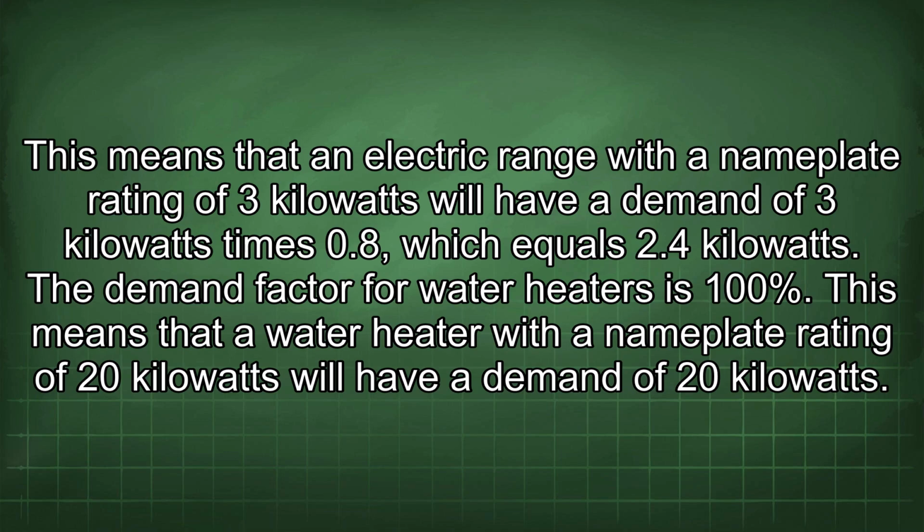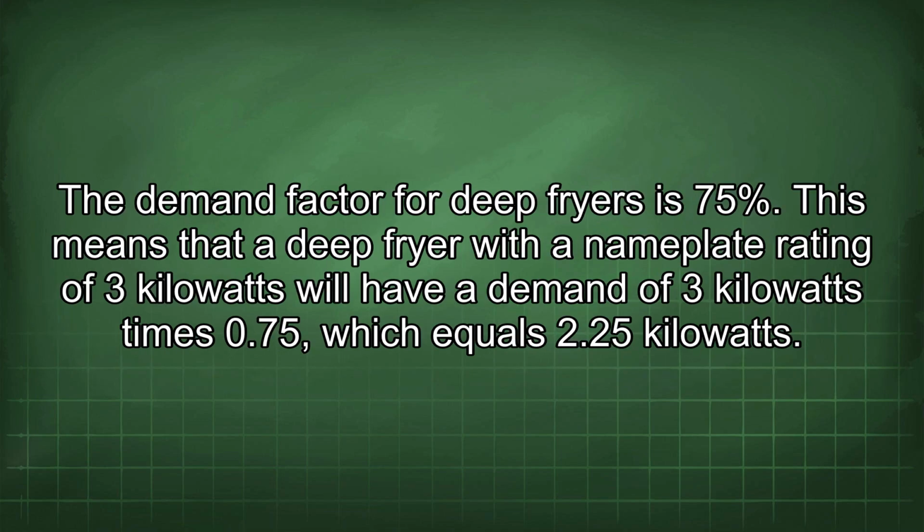The demand factor for water heaters is 100%. This means that a water heater with a nameplate rating of 20 kilowatts will have a demand of 20 kilowatts. The demand factor for deep fryers is 75%. This means that a deep fryer with a nameplate rating of 3 kilowatts will have a demand of 3 kilowatts times 0.75, which equals 2.25 kilowatts.